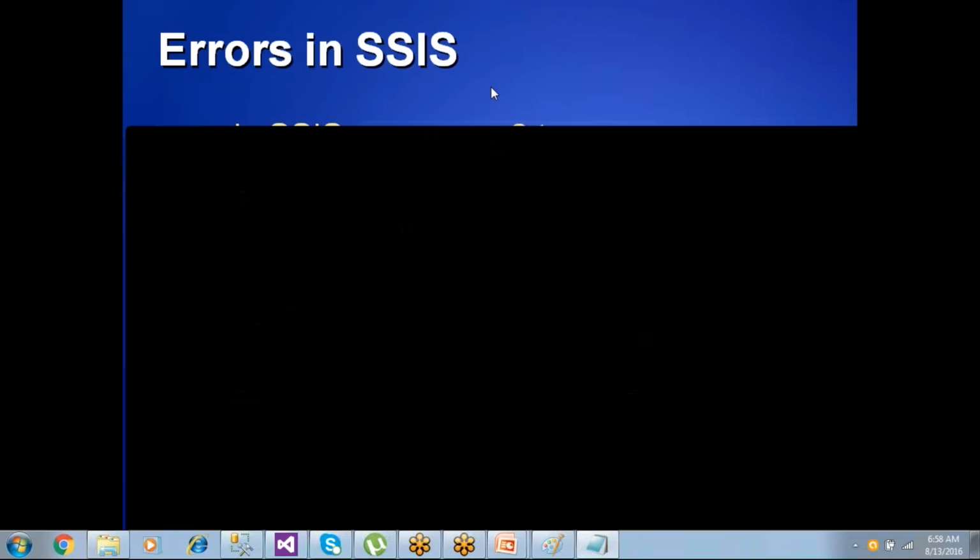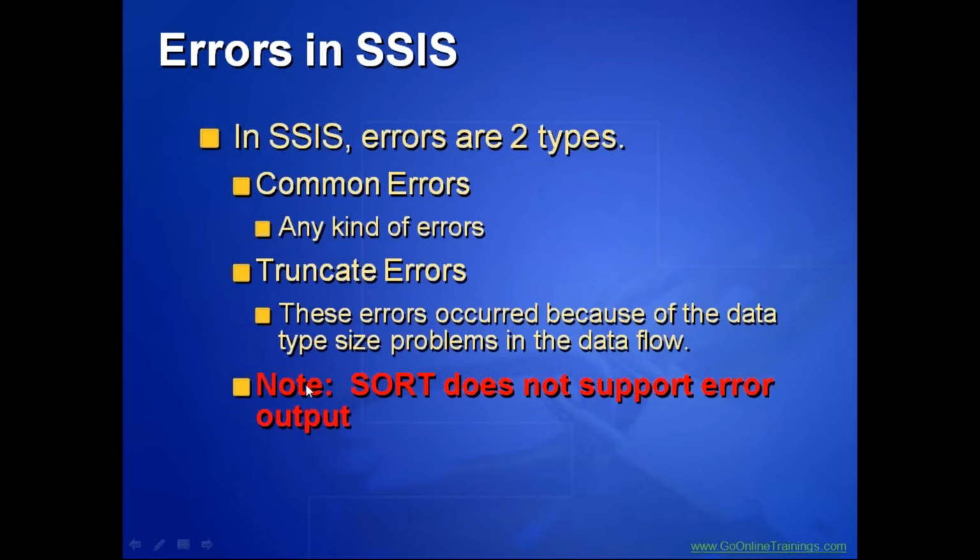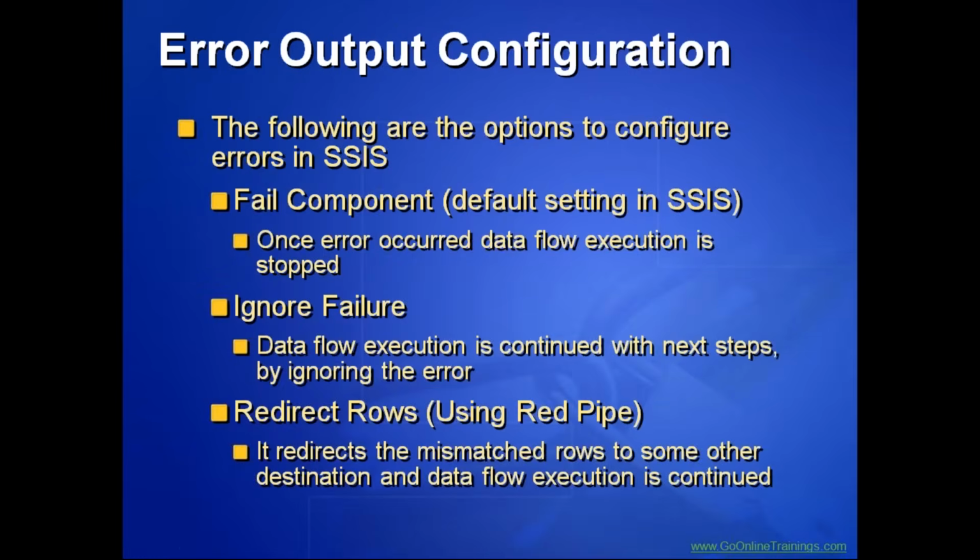So this is the thing we have to understand whenever you have any kind of error. The following are the options to configure the errors. By default, it will fail. Fail component is the default behavior. Once an error occurs, data flow execution is stopped. Second, ignore failure. Data flow execution is continued with the next steps by ignoring the error. The third option would be redirect rows using the red pipe. It will put all the mismatched rows to some other destination, and data flow execution is continued.